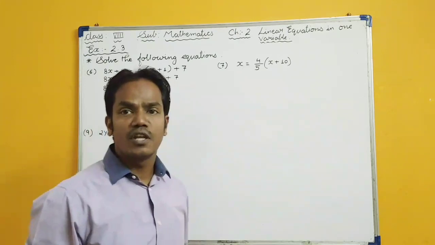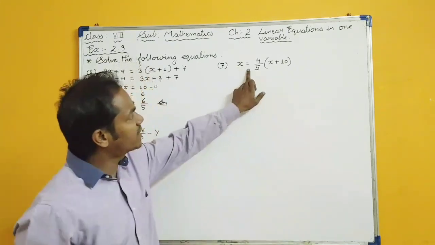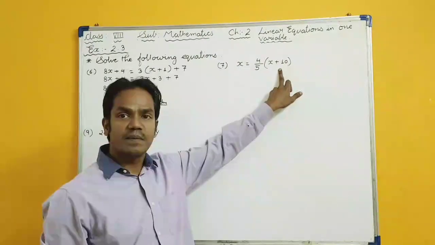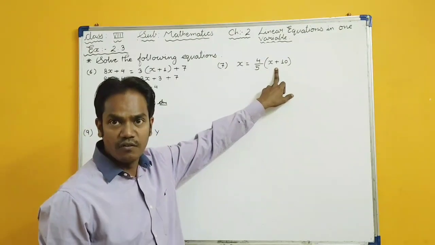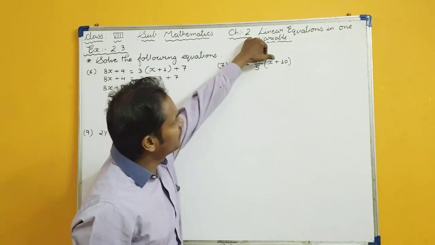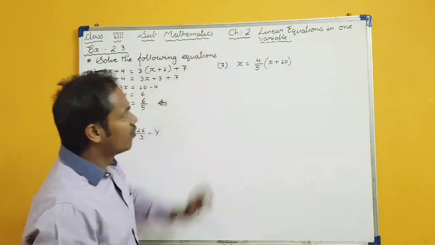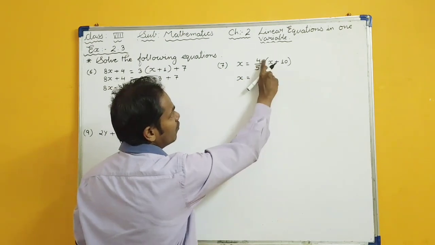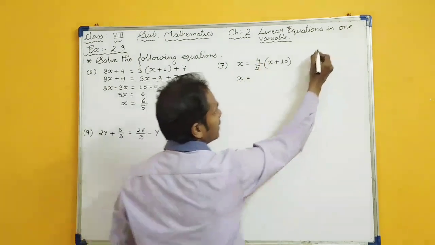Same way you can solve question number 7 also. x is equal to 4 upon 5 multiplied by x plus 10. This is also distributive property. You will multiply this bracket by your numerator 4, not by denominator. So x is equal to 4 upon 5 multiplied by x.